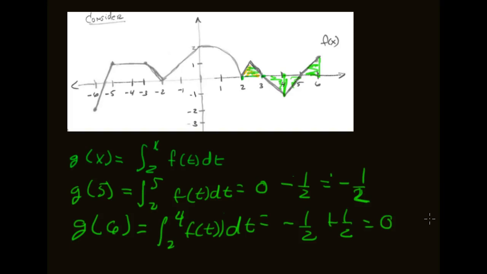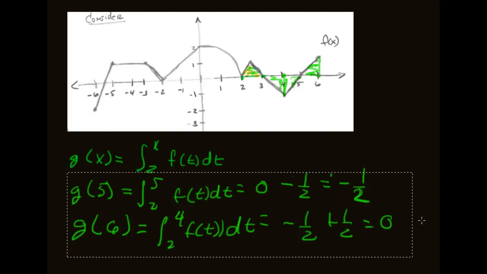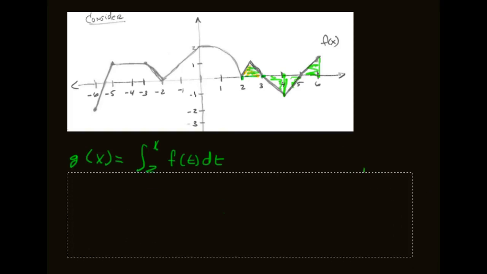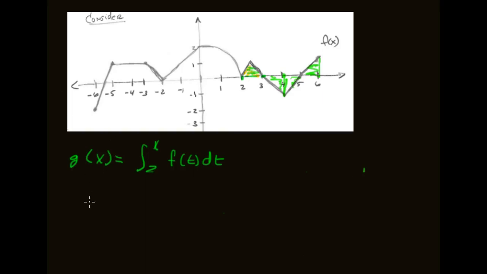Let's take a couple more and see what happens when we go maybe in the other direction. Alright, so let's clear out some more space here. Get rid of this work. And that little rectangle there, right? And let's see what g of 0 would be. Okay, so g of 0 is the integral from 2 to 0 of f of t dt.